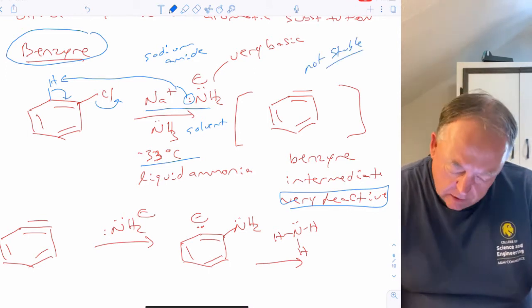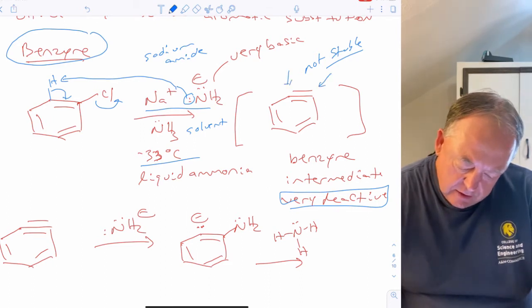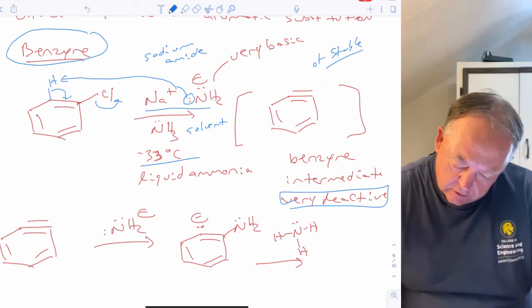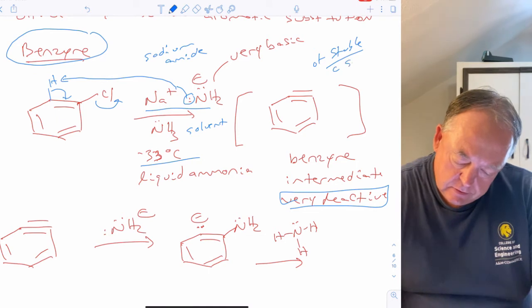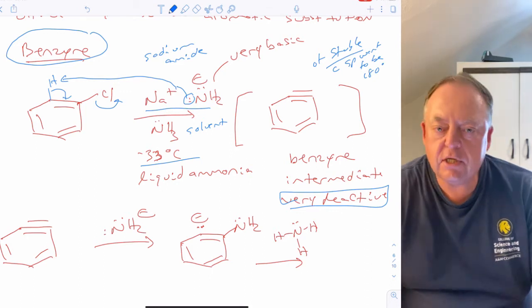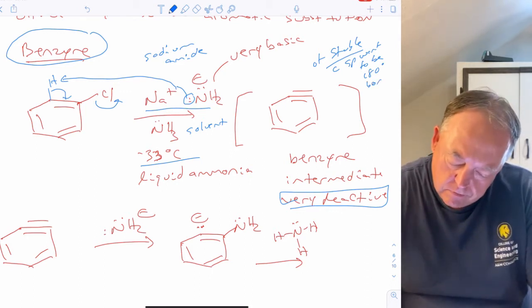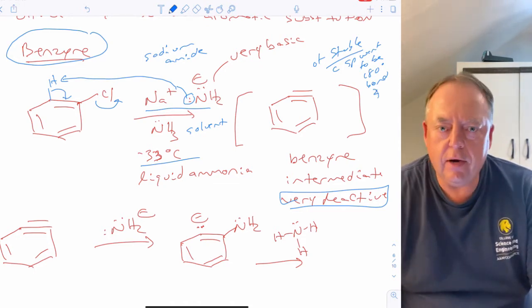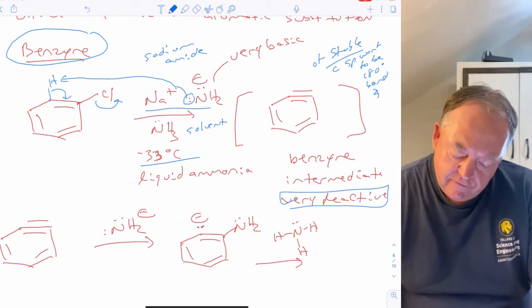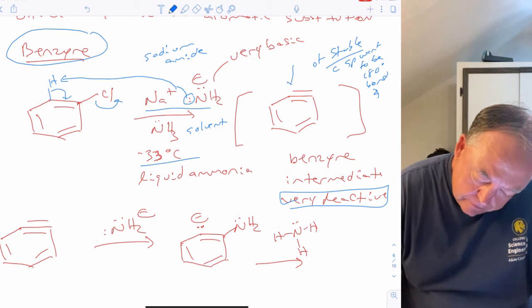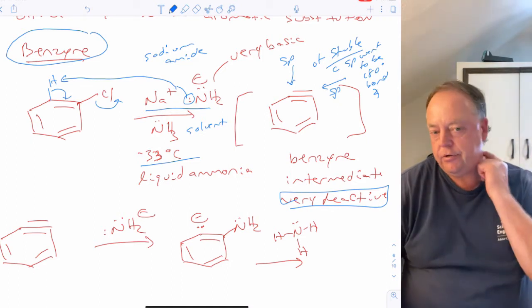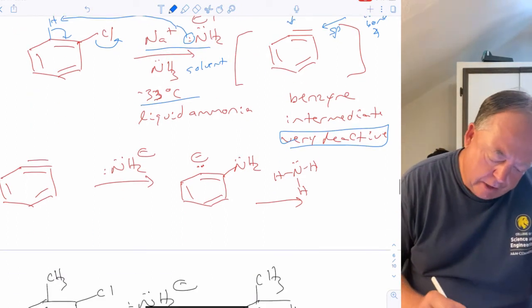Right? Why isn't it stable? Well, what's the hybridization of these carbons? Those carbons are sp hybridized. And if you remember, sp hybridized carbons want to be 180 degree bond angle. But this is forced to be not 180 degrees because it's in the ring, right? So that creates a lot of strain. So not very stable. Again, those carbons being sp hybridized want to be 180 degrees, and they're not. So as soon as you make that, it reacts.